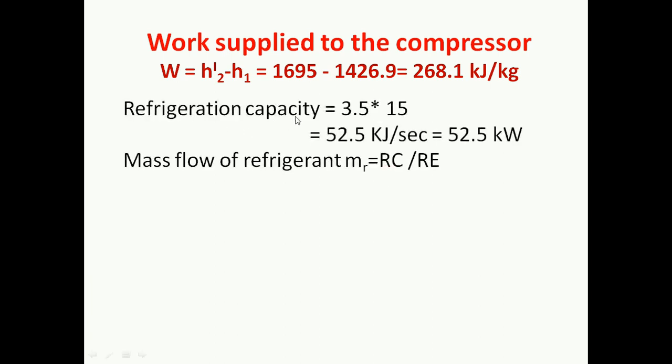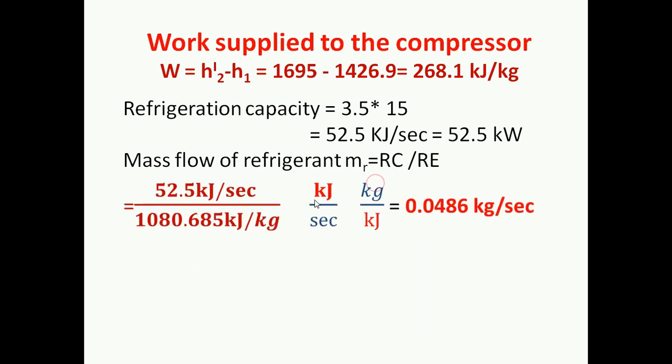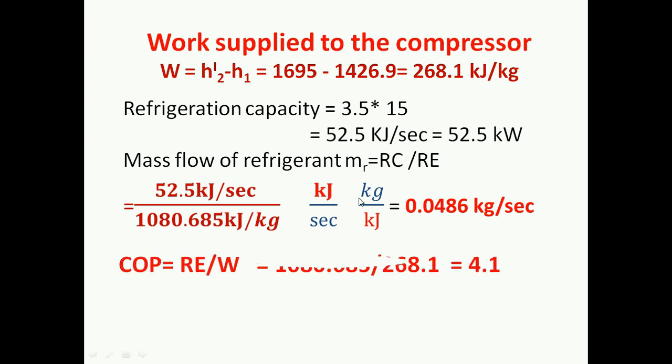Therefore, the refrigeration capacity is equal to 3.5 into 15, that is 52.5 kilojoules per second. Then the mass flow rate of the refrigerant is equal to RC divided by RE, that is refrigeration capacity divided by refrigeration effect. The unit balance I have already shown in the last problem. This is how your refrigerant mass flow comes in kg per second. You can convert this by multiplying by 60 to get kg per minute.